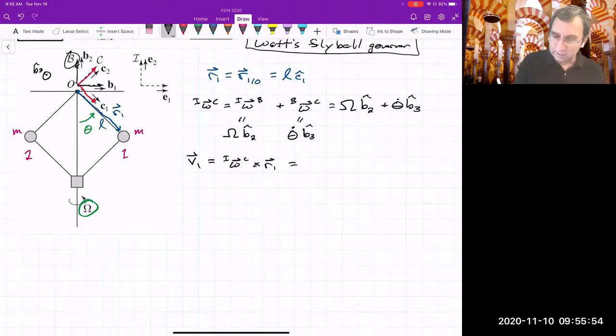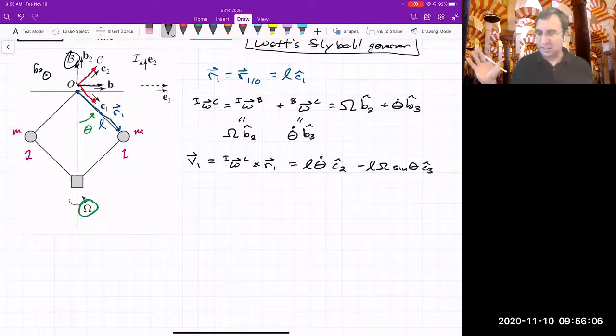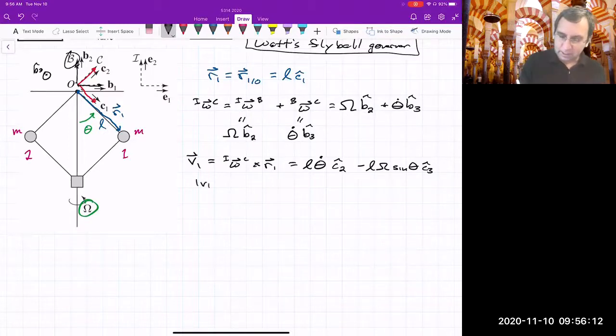And what will that give us? It gives us L theta dot C2 minus L omega sine theta C3. I've just chosen to write things in the C frame so that it's easier when I take the magnitude, right? What's the magnitude squared? We get L squared theta dot squared plus L squared omega squared sine squared.